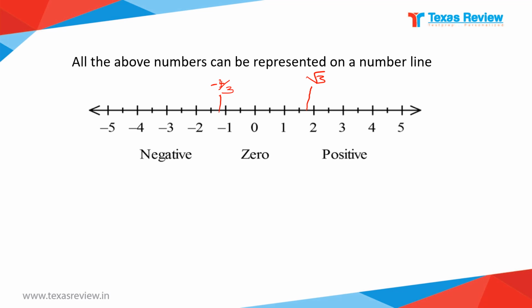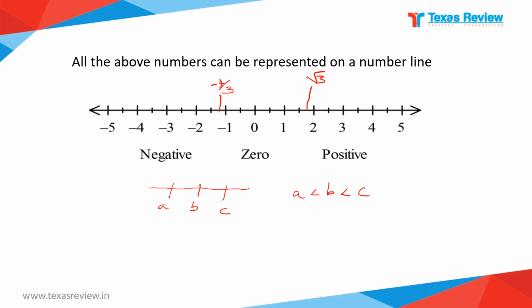So any number can be represented on the number line, and every point on the number line represents a unique number. No two numbers can be represented at the same point, and no point can represent the same number on a number line. For example, if A, B, C are three numbers on a number line in this order, then it's always A less than B less than C.